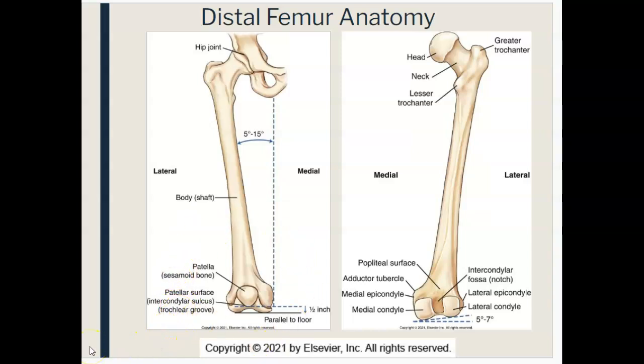To start, the patella is going to be the largest sesamoid bone in the body. So as a reminder, a sesamoid bone is going to be a bone that's pretty much just held on by tendons and muscle.